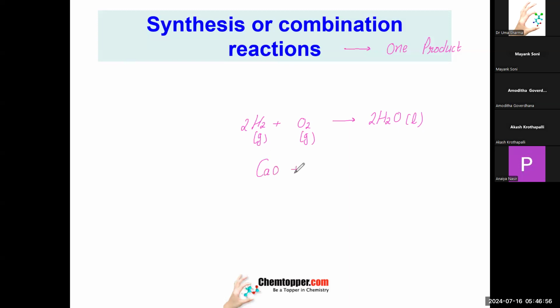CaO plus CO2. Can I call this a synthesis reaction? Two reactants combining to give one product is combination, synthesis, because I'm not getting any byproduct. So I'm not getting a mixture of products. Oh, C. Yes, Akash. Thanks for correcting me. A plus B giving you C. This is again synthesis. What do you think for this?